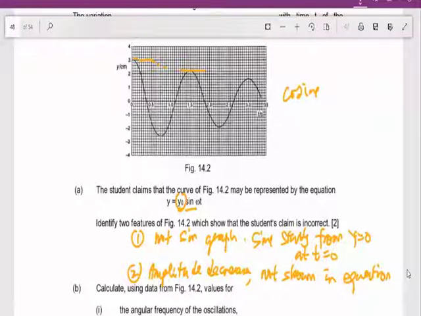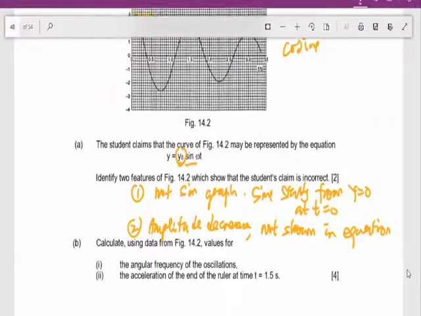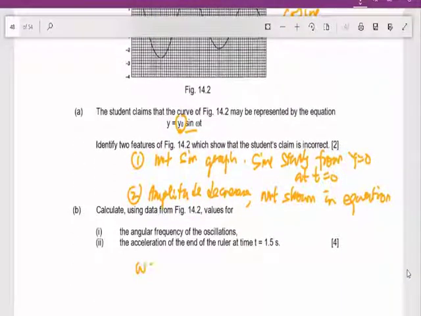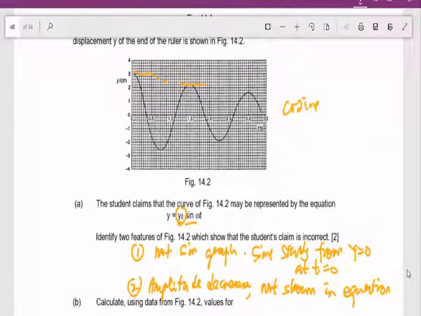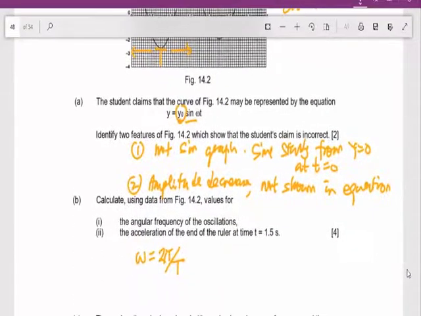Okay, next part. Use the graph here to find the angular frequency, omega. So omega equals 2 pi over T, right? T is the time taken for one oscillation, one cycle. So if you look at the graph, one cycle is from here to there. This is one T. So T is 1.5 seconds. So you put that 1.5 seconds inside, you'll get the answer, and that's 4.19 radian per second.